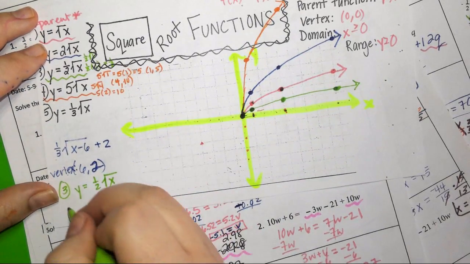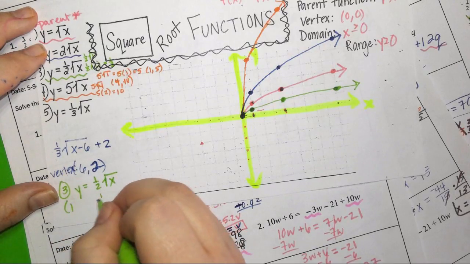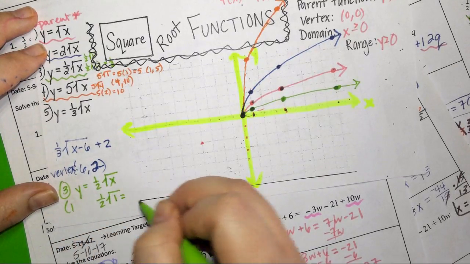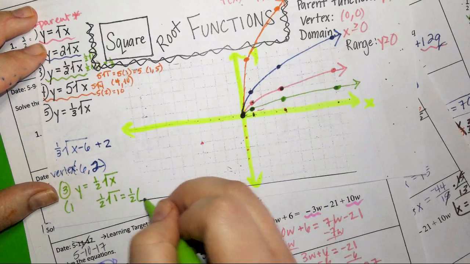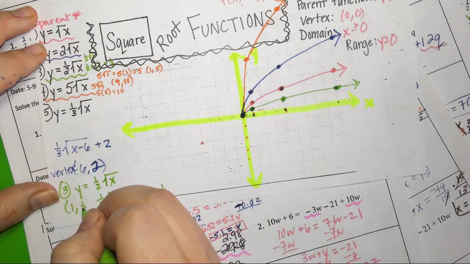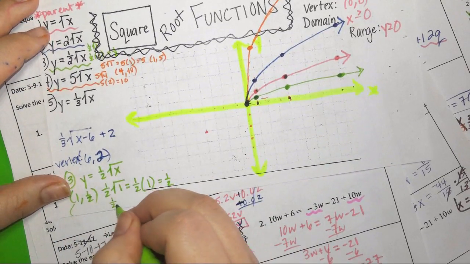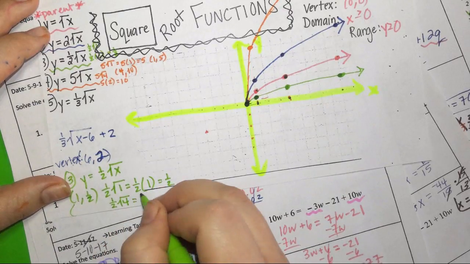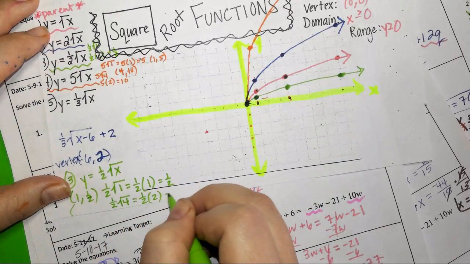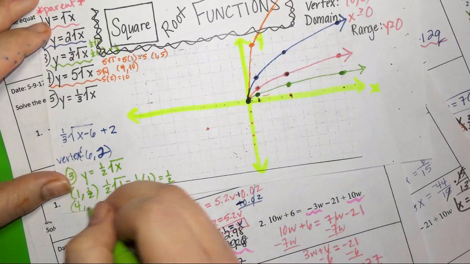Yeah, you can say, well, I want to plug in 1 because I know the square root of 1 is just 1. So I end up doing 1/2 times 1, which is just a half. So my point is 1, 1/2. And if I want to plug in, let's say 4, why 4? Because it's a perfect square. I would do 1/2 times 2, and I would get 1. So I go over 4, I go up 1.